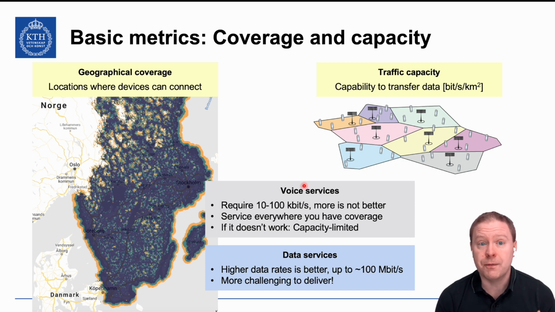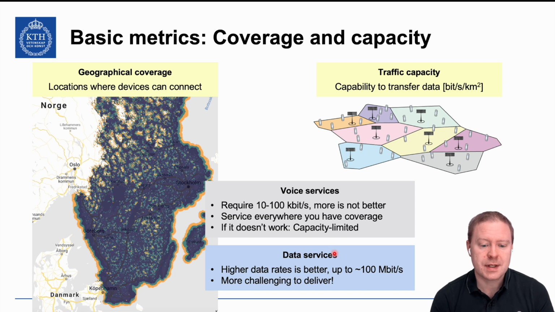So the basic things with voice calls, for example, might require 10 to 100 kilobits per second. And if you can deliver more than that to the user, you will not become happier, because that is how much you need in order to transfer the voice. So essentially everywhere where you have coverage, you can deliver this. And if it doesn't work anyway, so you see that you have many bars on your mobile phone, but you can't make your voice call, well, that is because you are capacity limited instead. So you are not having enough traffic capacity.